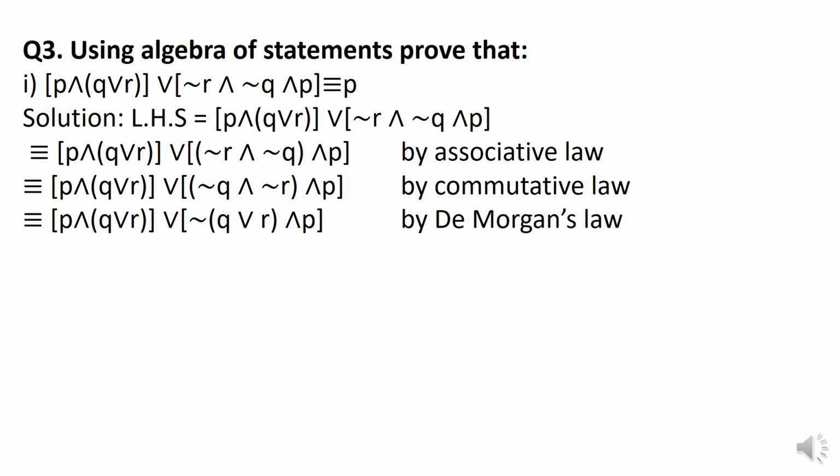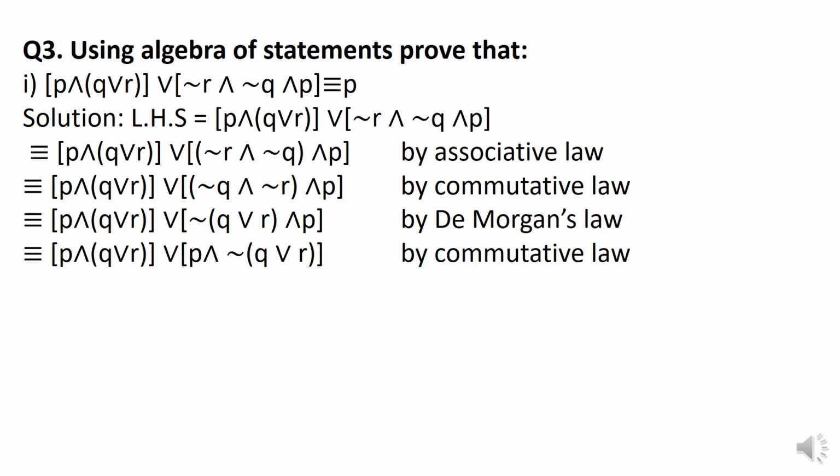And then in the next step, P and Q or R in the first bracket, or in the second bracket, P and not Q or R. Now what has been done here? This has been changed by commutative law. The P in the second bracket, which came in the last place, has now come in the first place in the second bracket. Then in the next step, we take P and common by using the distributive law and write it like this.